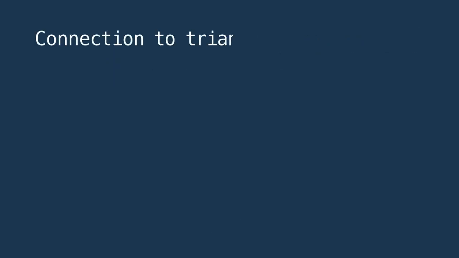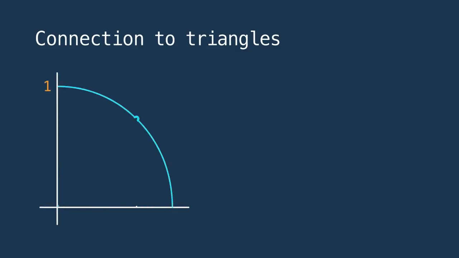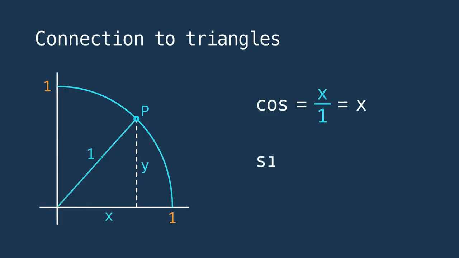Now connect this back to triangles. In the first quadrant, drop a perpendicular from P to the x-axis. You get a right triangle with hypotenuse 1, adjacent side x, and opposite side y. So cosine is adjacent over 1, which is x, and sine is opposite over 1, which is y. Right triangle trig wasn't wrong. The unit circle just extends it beyond where triangles exist.